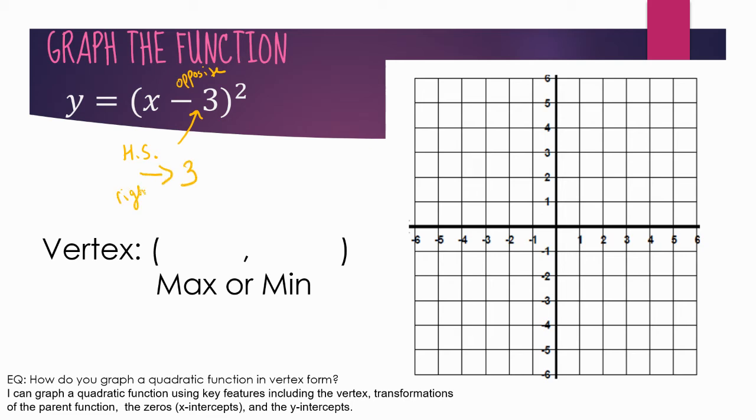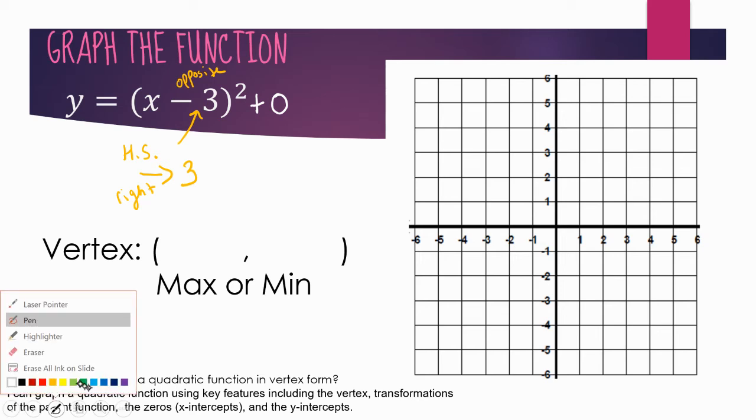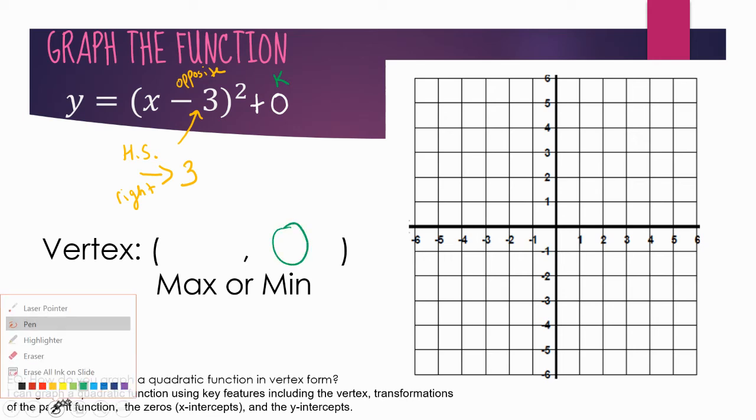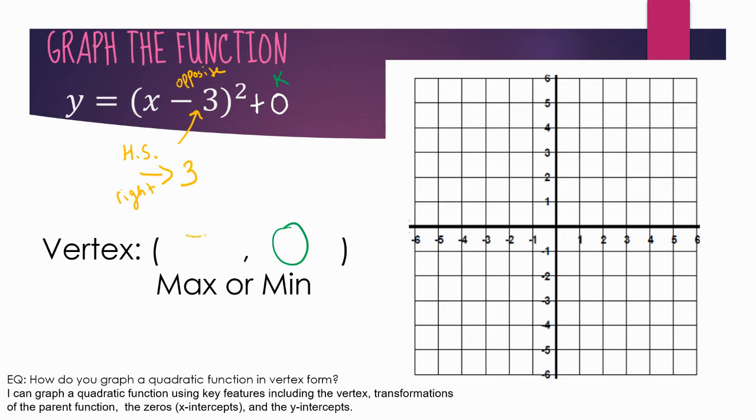I guess I should write that word, right 3. And we don't write it, but there is a k. It's just a +0. And so that means we're not going to go up or down. You're going to just stay right here at 0. We're only going to go to the right 3. All right, so here's what we're going to do. We are going to first plot that vertex point. So it's going to go right 3 and stay there. And then we're going to use those same exact reference points that we did in our parent function.